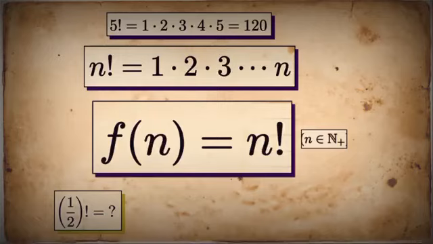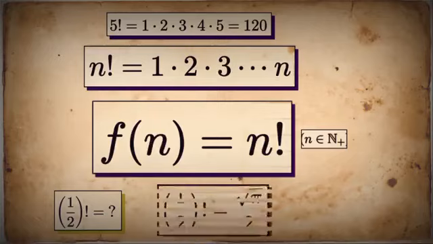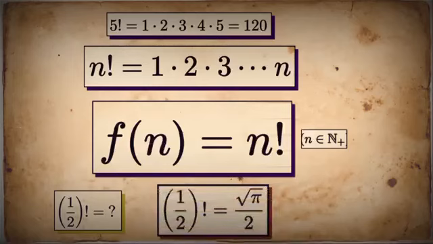To give you the destination before the journey, when the function is properly extended, the input 1/2 produces the square root of pi divided by 2. This is the result we are building toward, and by the end of this discussion, you will understand exactly why this number appears and where the pi comes from.